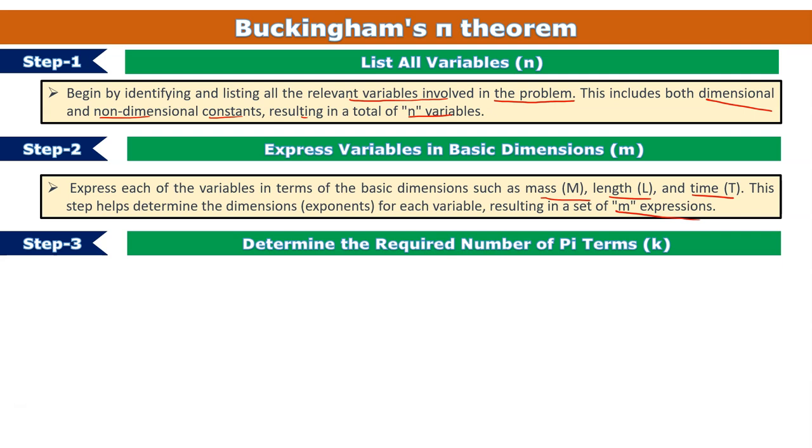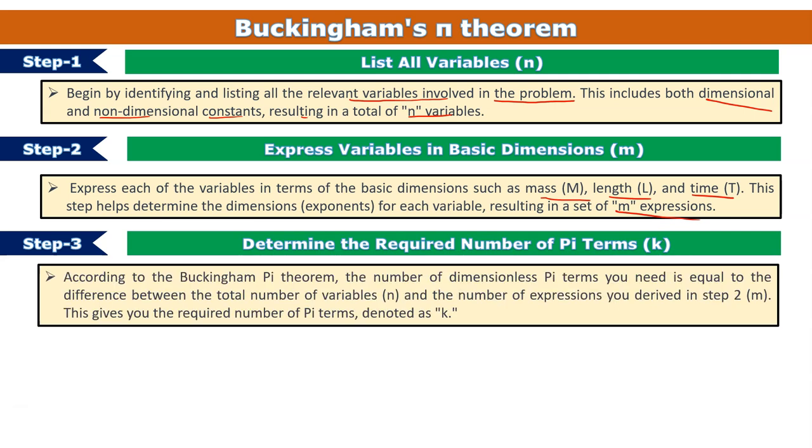Now step number 3, determine the required number of pi terms. Here we are doing Buckingham pi theorem. How many pi terms will be there in that particular problem? So step number 3, determine the required number of pi terms, that is k number of pi terms. How do we find out? According to the Buckingham pi theorem, the number of dimensionless pi terms you need is equal to the difference between the total number of variables and the number of expressions you derived in step 2. This gives you the required number of pi terms, denoted as k, meaning here k will be n minus m.